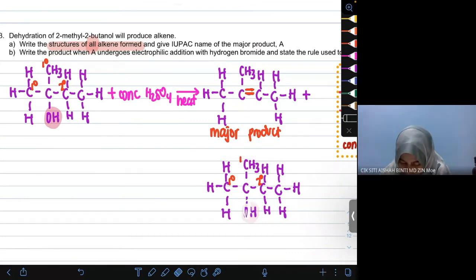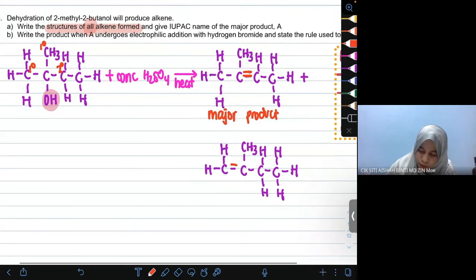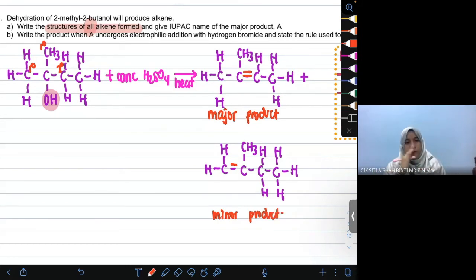So again, which atom will we remove? First is the OH. Okay, next is the hydrogen from our primary. So we remove this part. What we're going to add next is, where the carbon lost the atom, we add our double bond. So that will be our minor product. Okay. So again, for the dehydration ni, we still go back to our chapter 4 awal-awal tu, where we have to consider the classification.